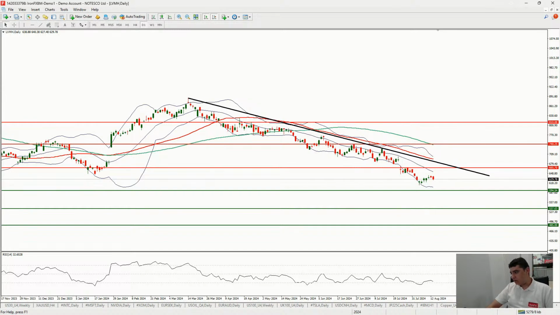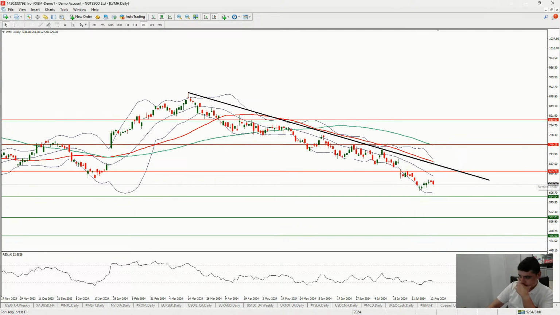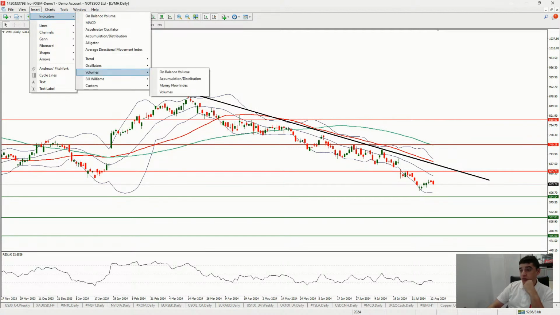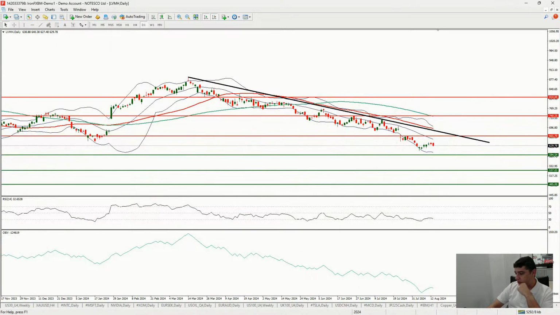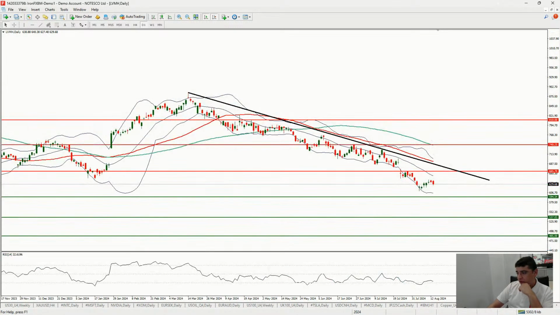That is one. And then let's add another indicator. We could look at MACD as well. I just like using volume. Nice retracement. It might continue moving in a downwards fashion. But I am bearish for LVMH's stock price.